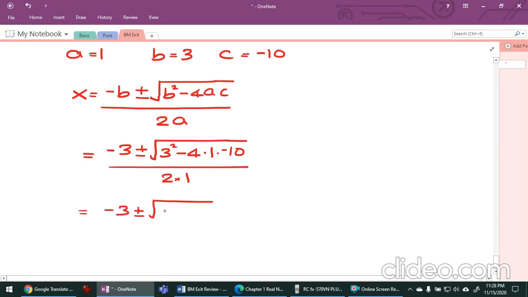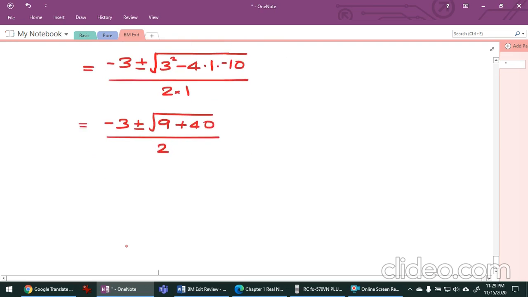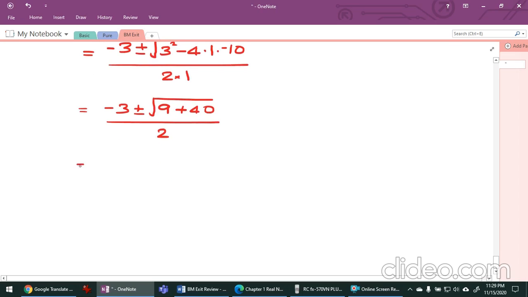3 square, we know it is 9. Then minus into minus will become plus. 4 into 10, 40. Divided by 2 into 1, 2. Now you have equal to minus 3 plus or minus square root 49 by 2 equal to minus 3 plus or minus square root 49 is 7 divided by 2.